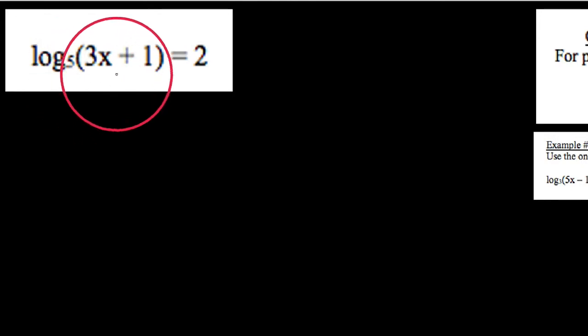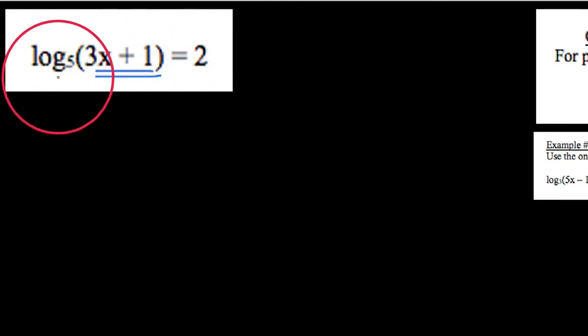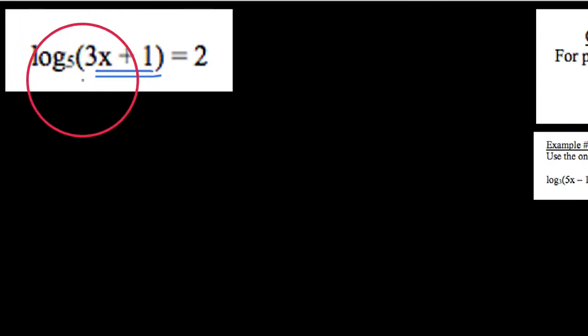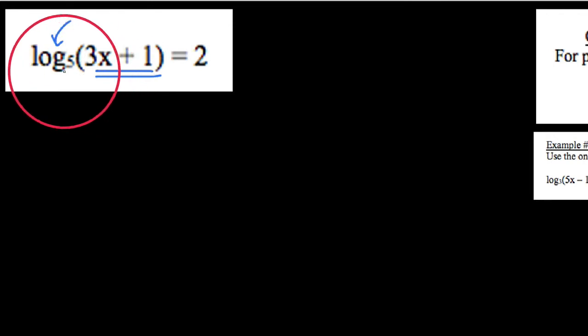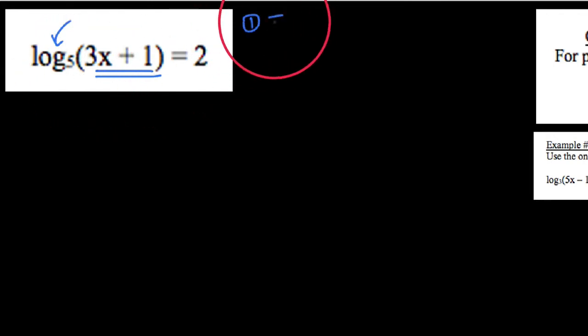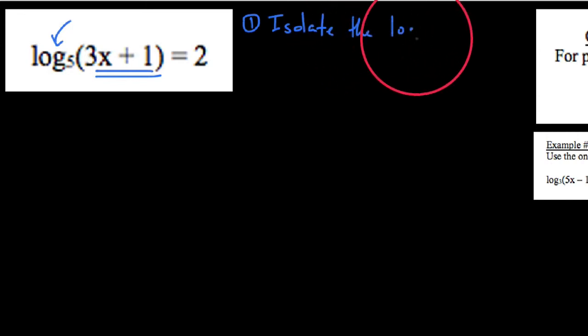It says log base 5. You'll notice that the variable expression is actually inside of this logarithm. So we can't just divide both sides by log base 5, seeing as how log base 5 is a function. So we're going to have to do something here to undo this function, which is, of course, use an inverse function. But essentially what we want to do, first things first, is this. We want to isolate the log. Okay, so isolate the log if possible.